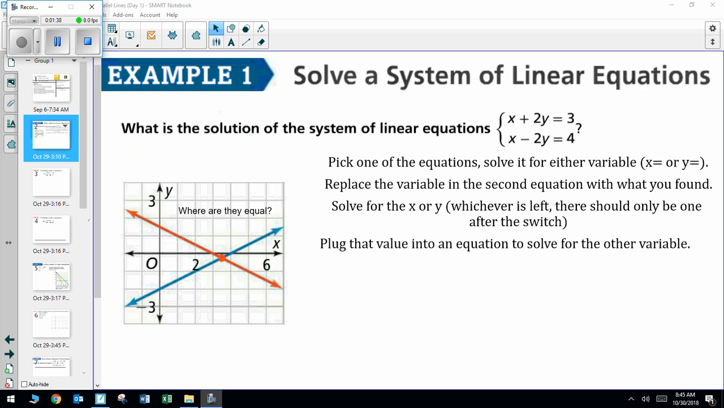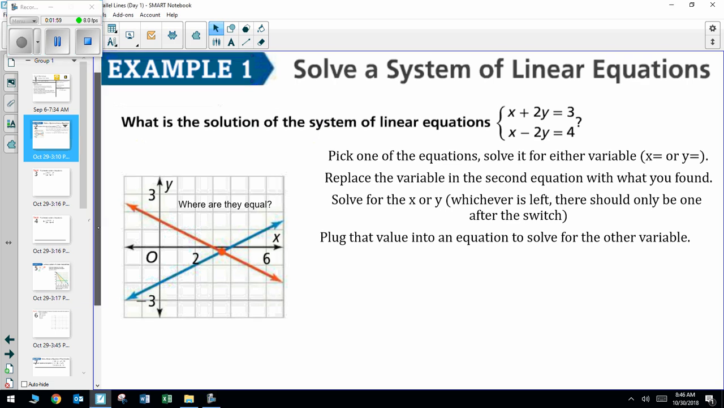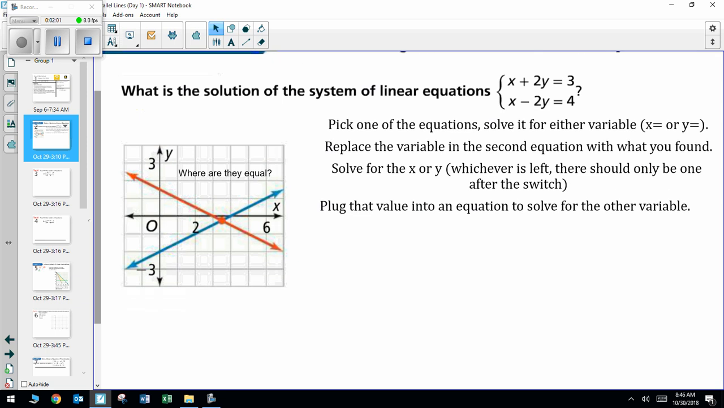Well, I would say there's no coefficient by the x. If I wanted to solve these for x, all I would have to do is add 2y or subtract 2y from the equation. So looking at these two, I would say they're easier to solve for x. So if I solve one of those for x, or you could solve both of them for x.